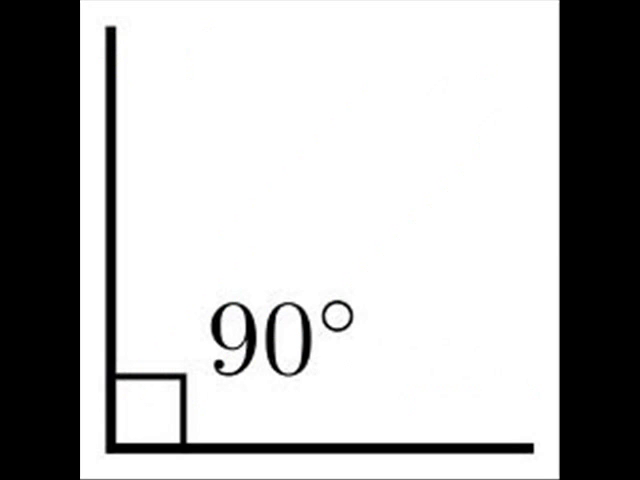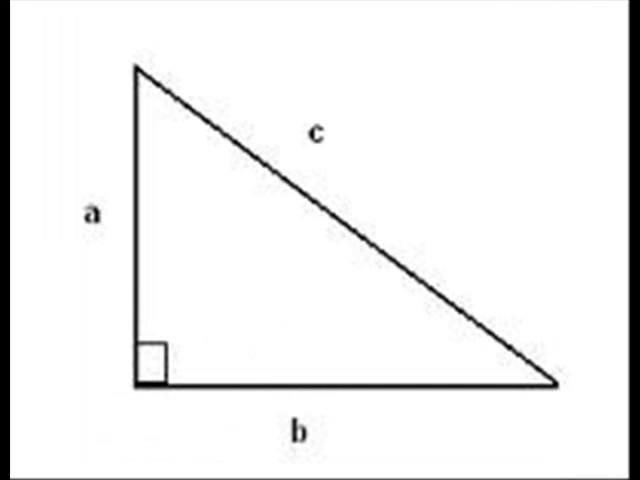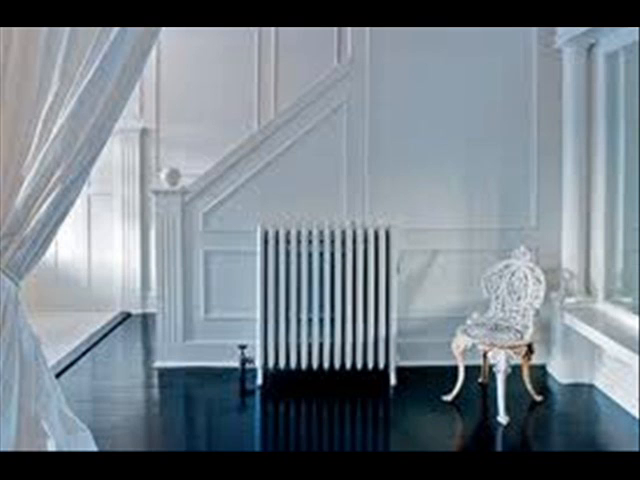One type of angle is called a 90-degree angle or a right angle. The rays come together to form a perfect 90 degrees. As you can see here in this triangle, this is a right triangle. Similarly, this staircase forms a right angle where the banister meets the floor, exactly 90 degrees.